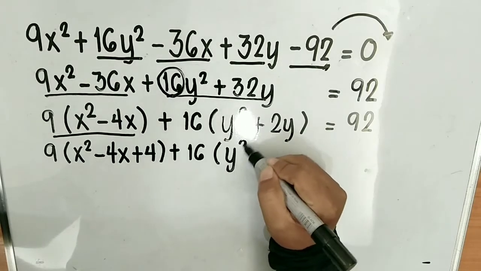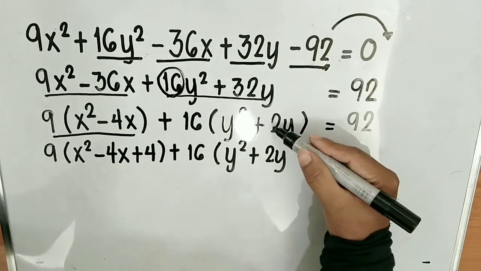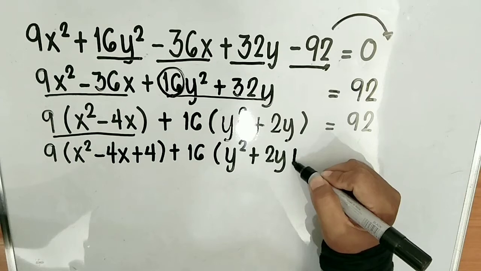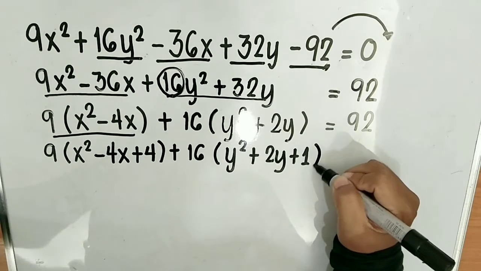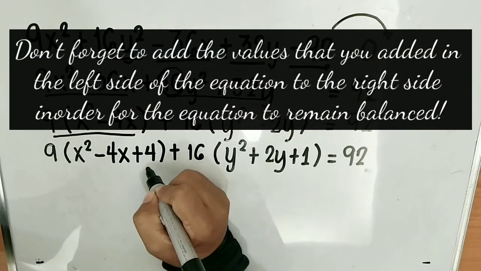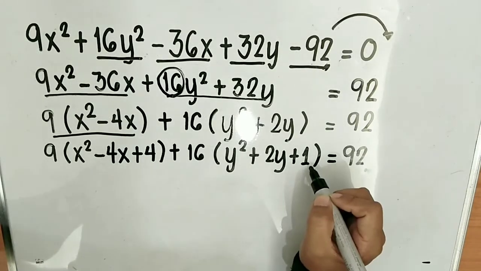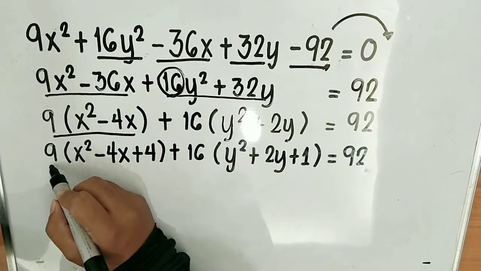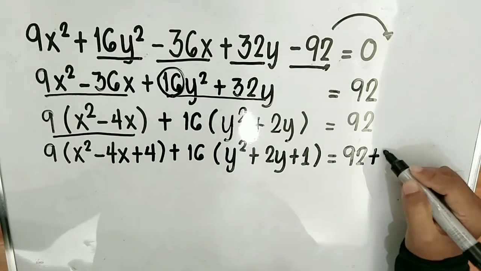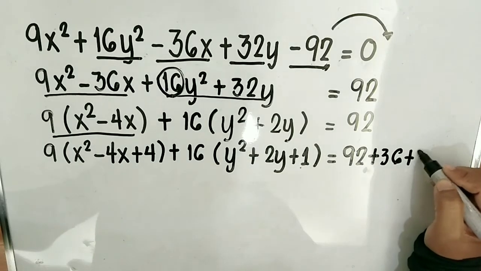So next, plus 16. We have here y squared plus 2y. The third term is, so the half of 2 is 1. Then 1 squared is equal to positive 1. So the third term is positive 1, equal to 92. Now, we added here the third term of x and the y variables. We will just not add 4 and 1 because if we multiply 4 by 9, that is 36. So first, we will multiply 4 times 9, 36. So we will add here 36. And 1 times 16 is positive 16. So we will add 16 also here.